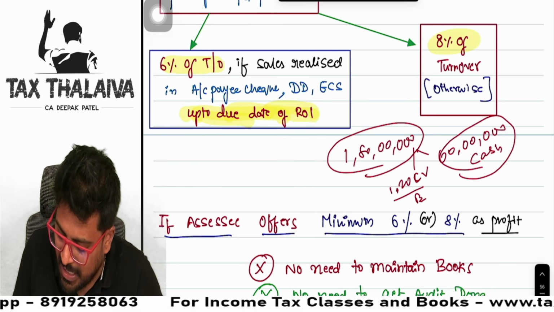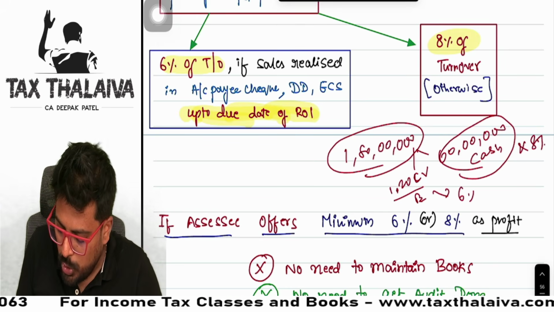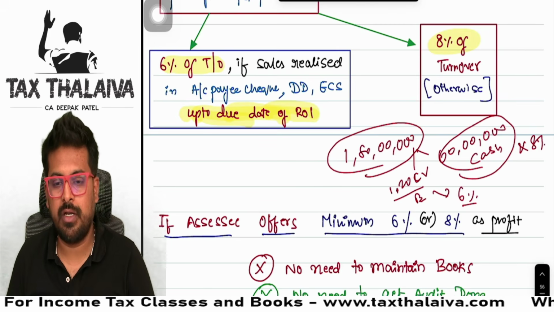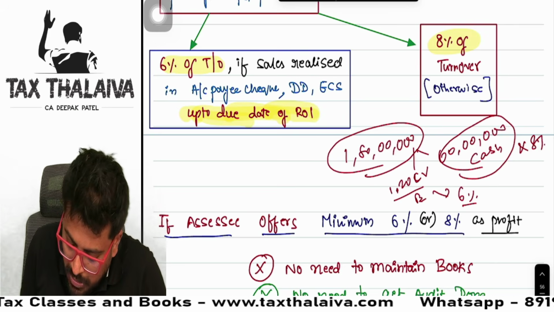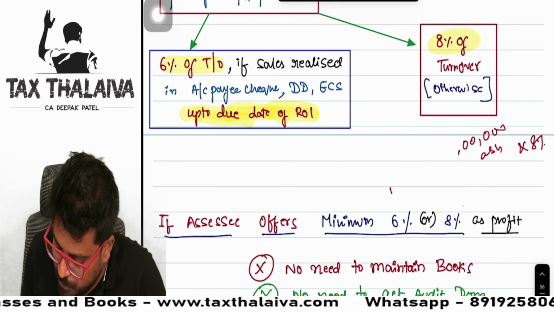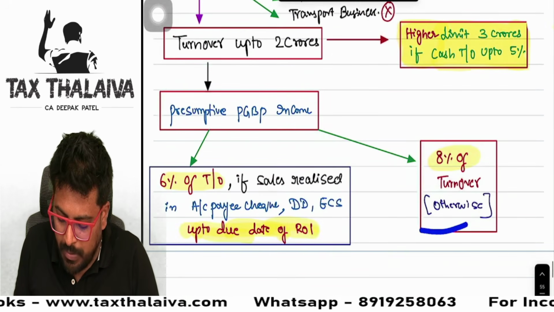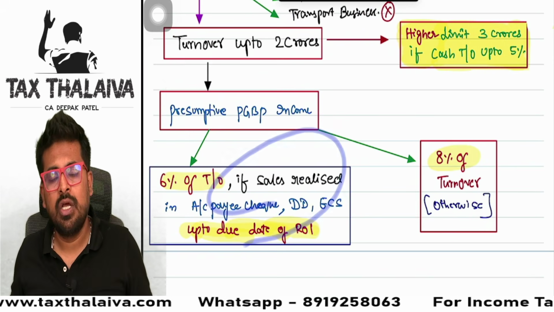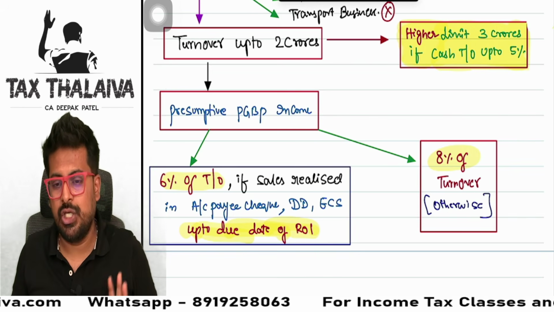So on this 60 lakhs, you have to offer 8% as profit. On this 1.2 crores, you have to offer 6% as profit. Then enough. No need to maintain books of account, nothing. That is called presumptive income. So whatever 6%, 8% we calculate, that will be assumed as your PGBP. That's all. Then further, you are not eligible for any kind of expenditures, not even depreciation.